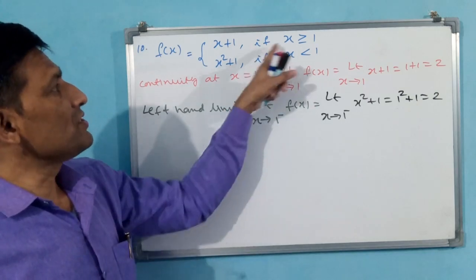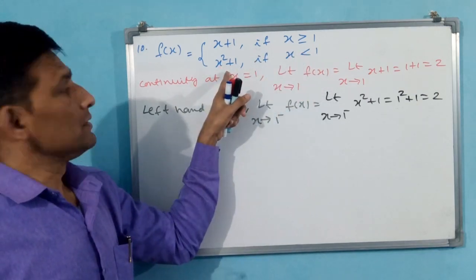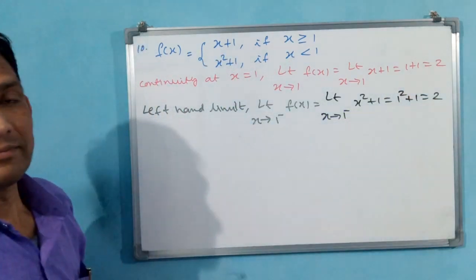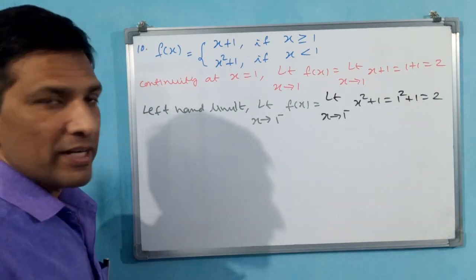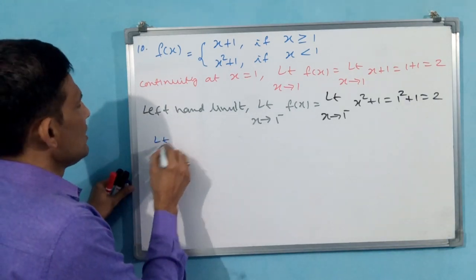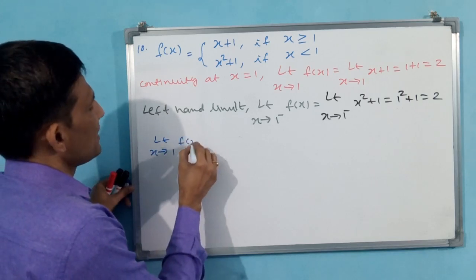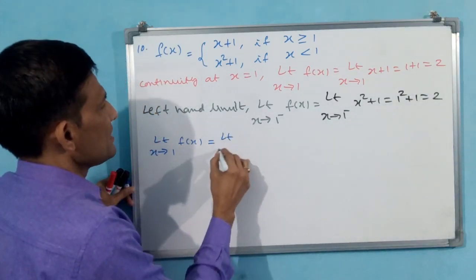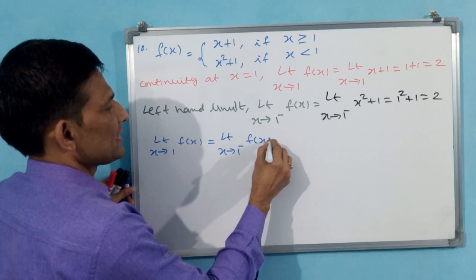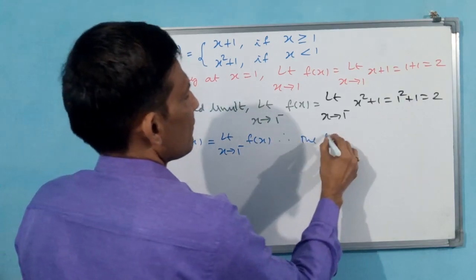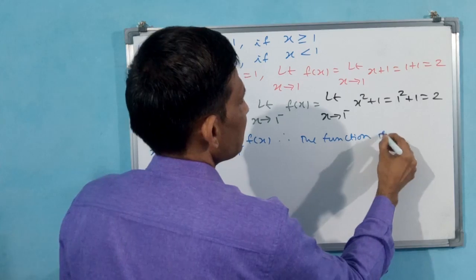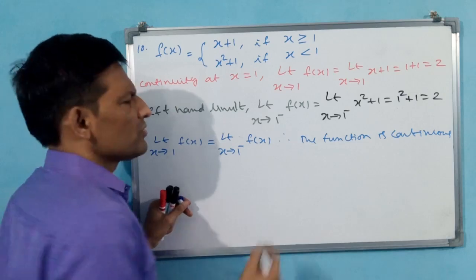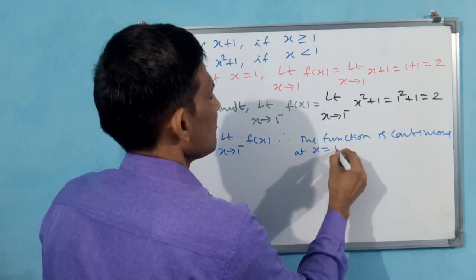Okay. By seeing it we get confused that it may become discontinuous. But you see, it is continuity only. Why? Because both are 2. Now what are you going to write? Like this: limit x tends to 1, f of x is equal to limit x tends to 1 minus f of x, because both are 2. Therefore, the function is continuous at x is equal to 1.